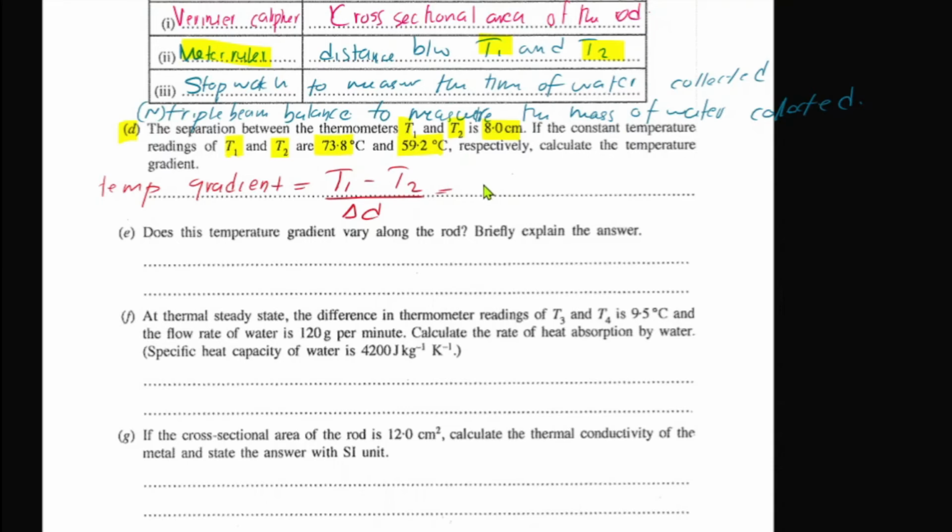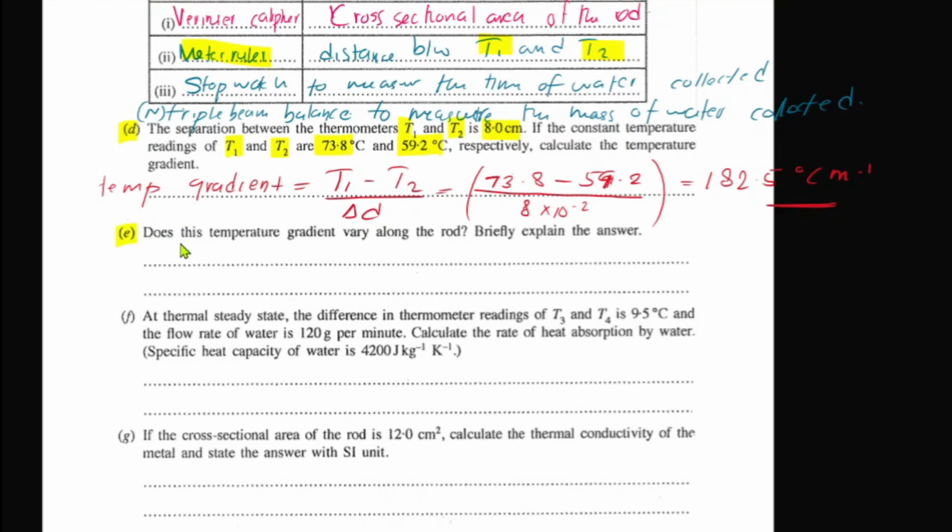So they have given T1 to be 73.8 and 59.2. These are pretty simple calculation problems, right? If you can't get these answers, then there's no point. Delta D you need to represent in meters. If you do that, you are going to get something around 182.5 degrees Celsius per meter. This is the temperature gradient. I think we do not have to analyze further because it's a pretty simple question. Okay, so this next one is kind of a good question though.